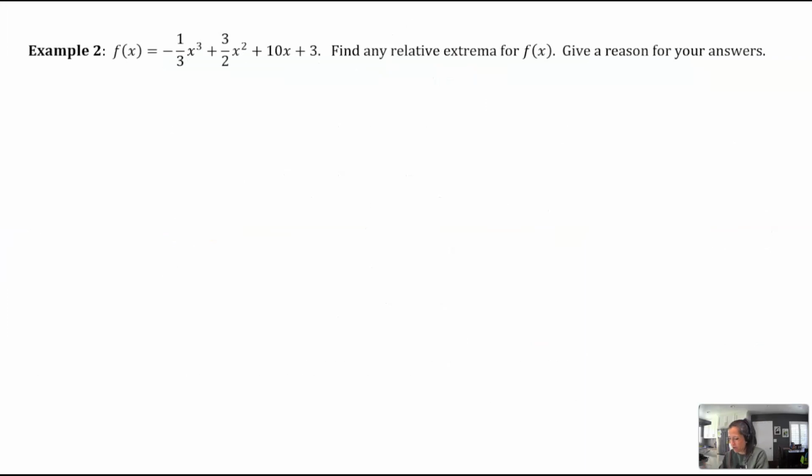So again, we get our good friend, the polynomial. It's scary at first because there are some fractions, but once the power rule comes into play, those fractions are going to go away. And we're looking for relative extrema, giving reasons for our answers. So let's follow those steps. We know this is all about the first derivative and the first derivative test. So it looks like we have negative x squared plus 3x plus 10 for our derivative.